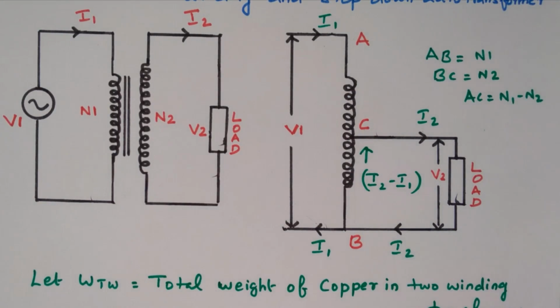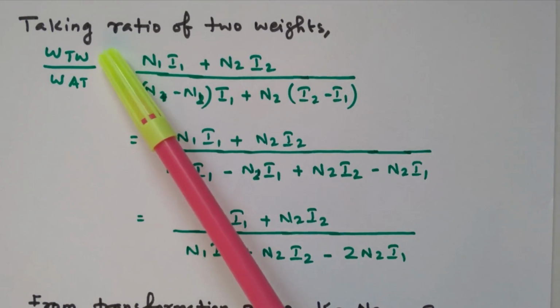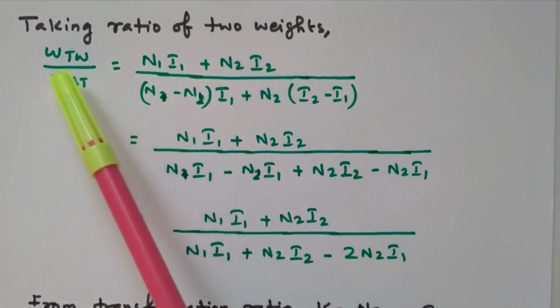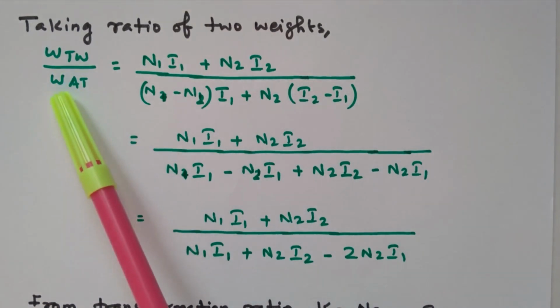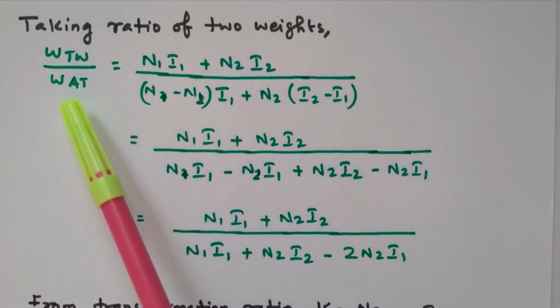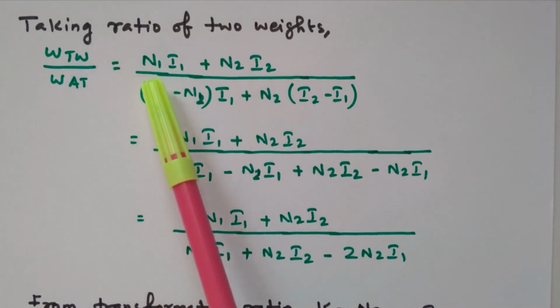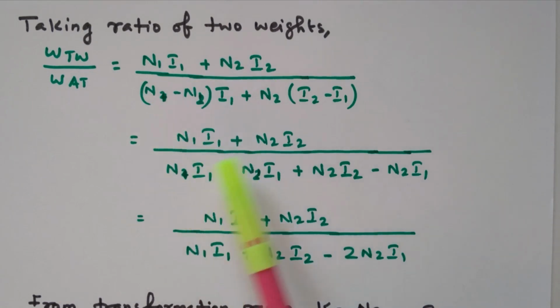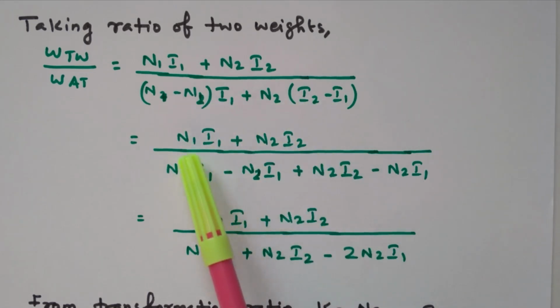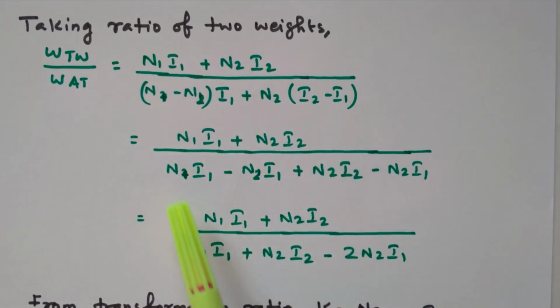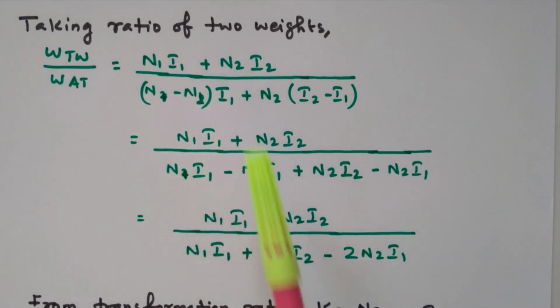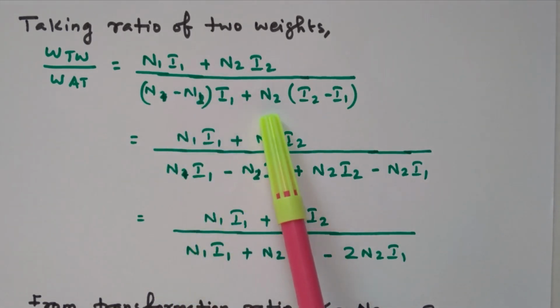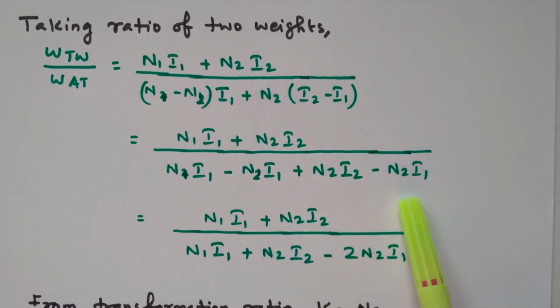Now, we will compare the weight of the two winding transformer and the auto transformer. In order to compare, we take the ratio of the two weights, WTW divided by WAT, that is, the weight of the two winding transformer divided by the weight of the auto transformer. So, (N1 I1 + N2 I2) divided by (N1 − N2) I1 + N2 (I2 − I1). Now, we will multiply inside, so N1 I1 + N2 I2 divided by N1 I1 − N2 I1 + N2 I2 − N2 I1.